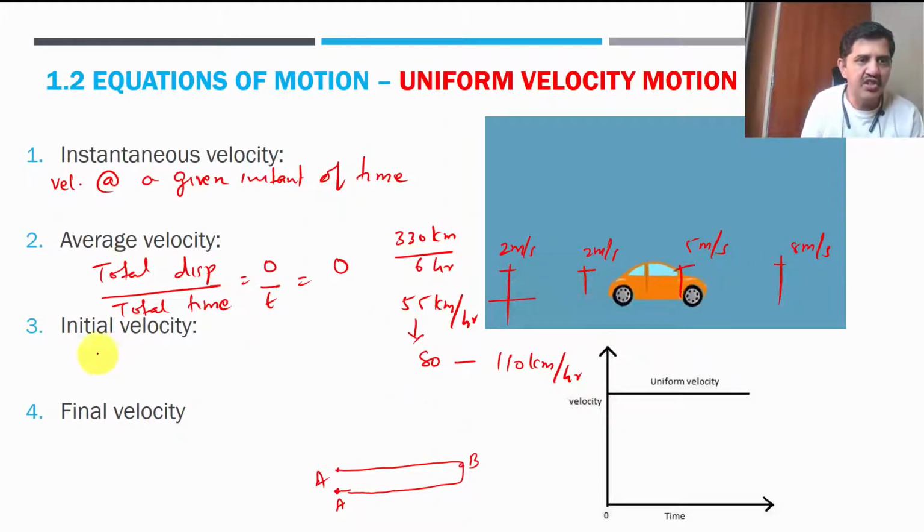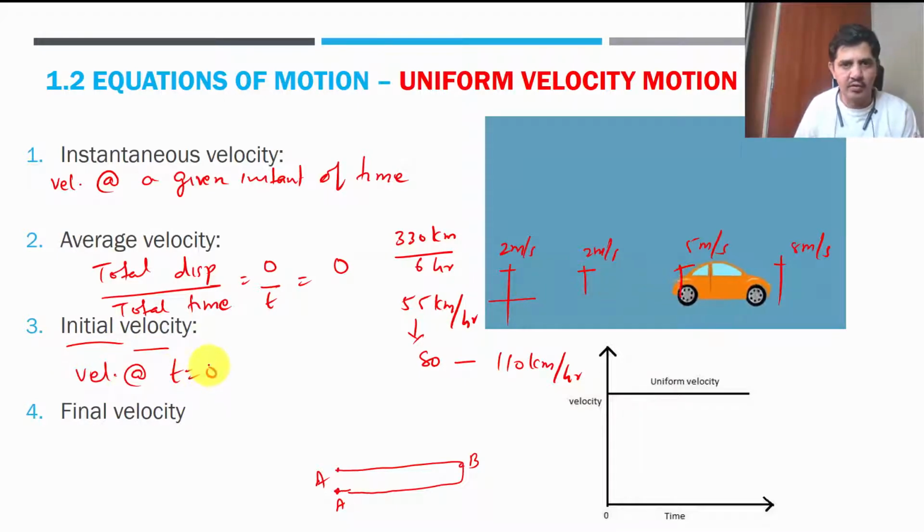Now let us look at initial velocity. Initial velocity is the velocity at time t equal to 0. What do you mean by that? It means that when I started my car, I also switched on my timer. I put on my clock and then I say at time t equal to 0, what is my velocity? This will be the initial velocity. In this situation, if I started my clock here at t equal to 0, the initial velocity should have been 2 meters per second.